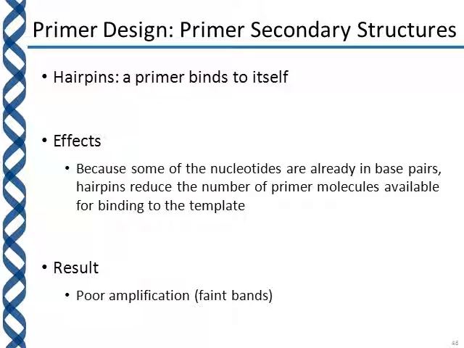So what's wrong with that? Well, quite simply, the fact that those primer molecules are bent in on themselves and hydrogen bonded means that there are much fewer number of molecules available to bind to the template DNA. And so the net effect is to dramatically reduce the concentration of primers available to initiate that amplification. So the result is poor amplification that manifests.